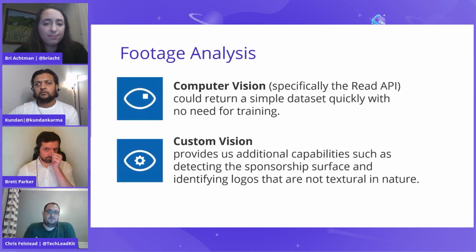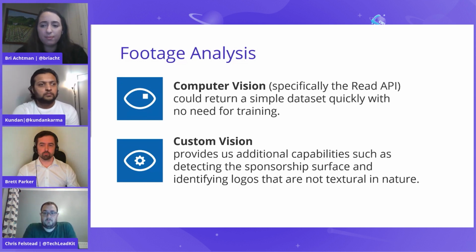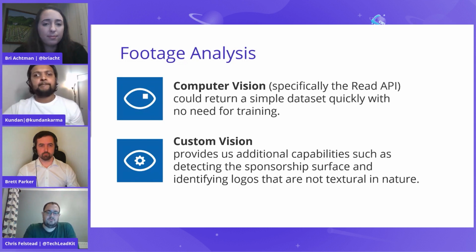When we get the footage, we have two routes by which we can quickly analyze it and get the specific data out. We either use Azure Computer Vision and its OCR Read API, which enables us, with literally zero training, to get a simple subset of data back. It won't tell us whether it was on a player's shirt or an LED board, but if it's a very textual logo, we can get a rough analysis of how often that brand was on the screen. Most of our scenarios, however, need a richer data set.